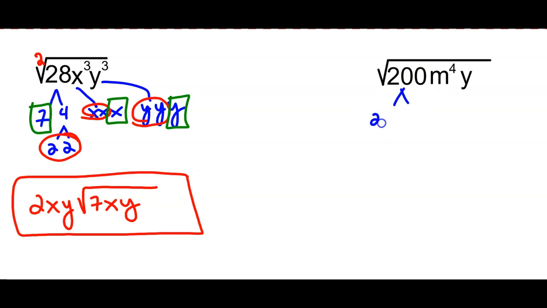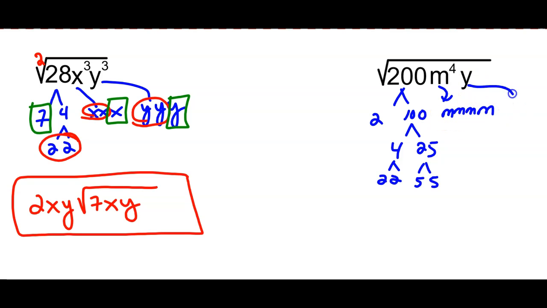So we have 2 times 100, 4 times 25, 5 and 5, 2 and 2. M to the 4th factors out into m, m, m, m, and then y just stays like it is there. So I'm looking for pairs because I'm just doing the square root. I've got a pair of 2's, a pair of 5's, so I write those down. I've got a pair of m's and another pair of m's.